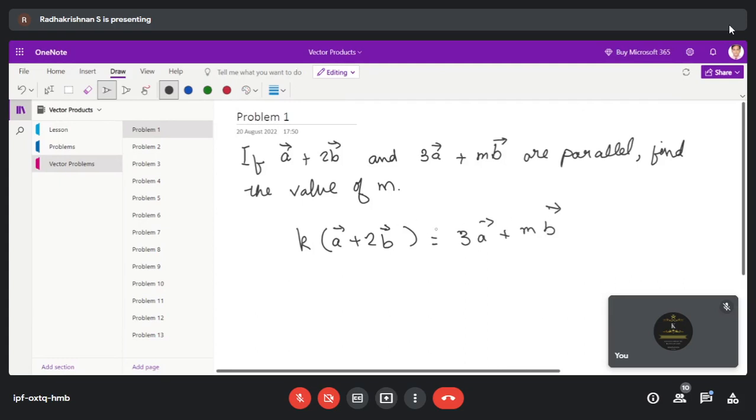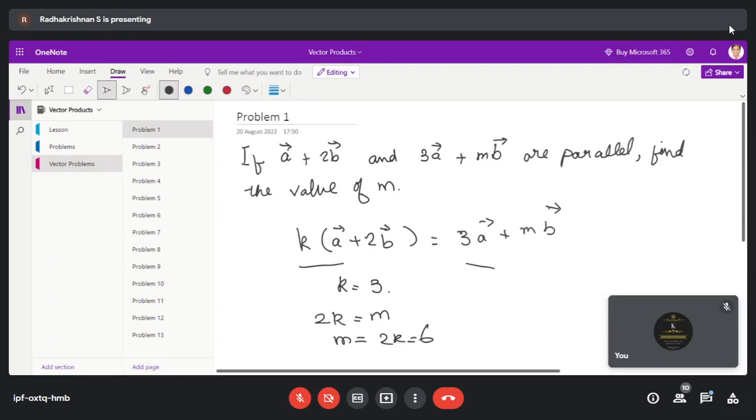So this means that they are parallel, right? Now if we match the coefficients, what happens? k into a is equal to 3a, so k equal to 3, correct? Yes, k equal to 3 first. But now we have to find the value of m, right? Now if we match the coefficient of b, what happens? 2k equal to m. So you have already determined that k equal to 3, and 2k equal to m equal to 6.